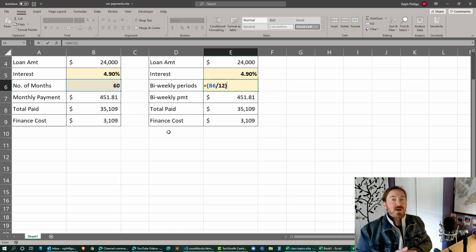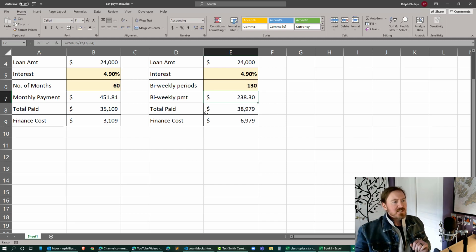Now I need to figure out how many bi-weekly periods are in 5 years. Basically, we need to know how many 2-week periods there are within a year. So I'm going to multiply that 5 years by 52, which is 52 weeks in a year, divided by 2, which is the number of bi-weekly periods in a year. So I'm taking 5 years and multiplying it by the number of 2-week periods per year. And that's going to result in 130 2-week periods over 60 months. Remember, it's not exactly 4 weeks per month, so it's not exactly 2-week periods per month.